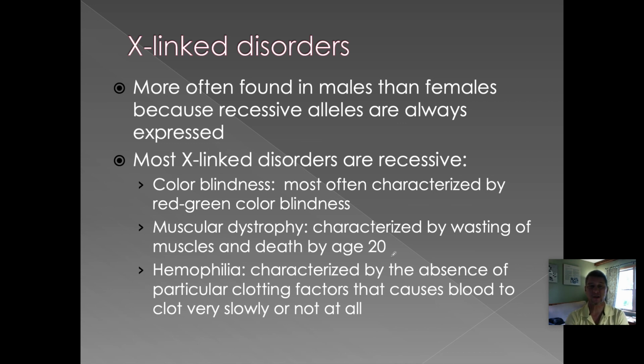Now, most X-linked disorders are recessive, and examples of this include color blindness, which we already talked about, but most often characterized by red-green color blindness. Muscular dystrophy is also an X-linked recessive disorder, and it's characterized by wasting muscles and, unfortunately, death by the age of 20 or so.